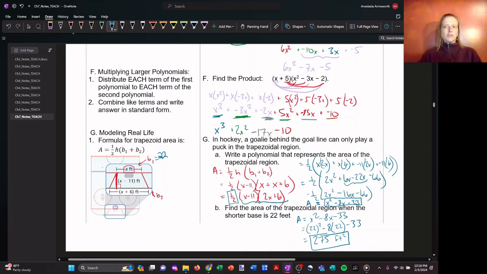So hopefully you have a bit more understanding now of how to multiply polynomials together. It does take some practice, but if you're systematic about it, step by step, you're less likely to get confused about which terms you've multiplied and which ones you haven't.